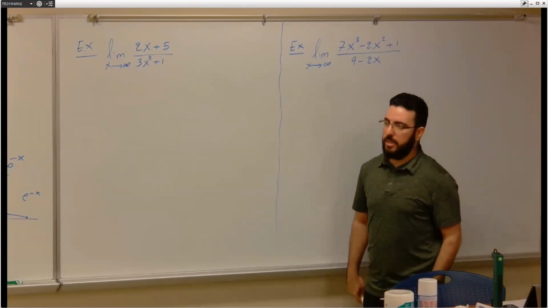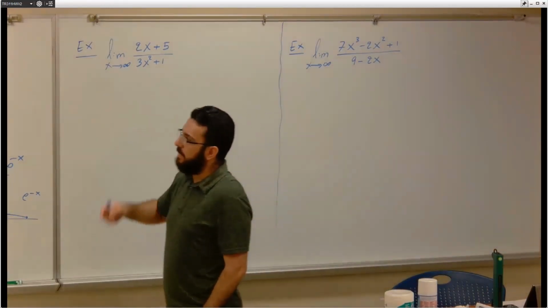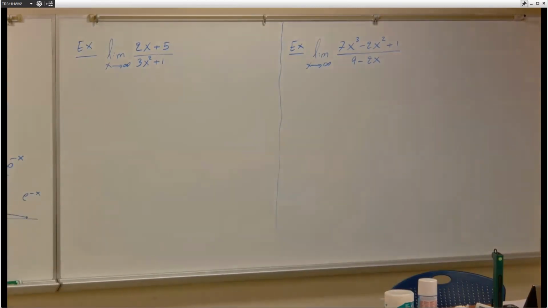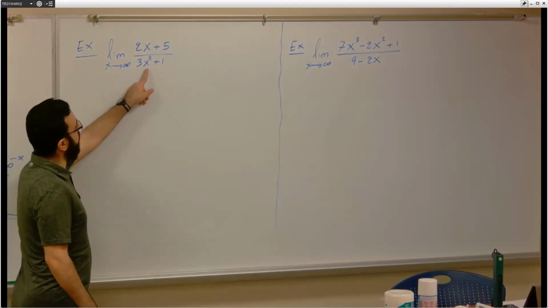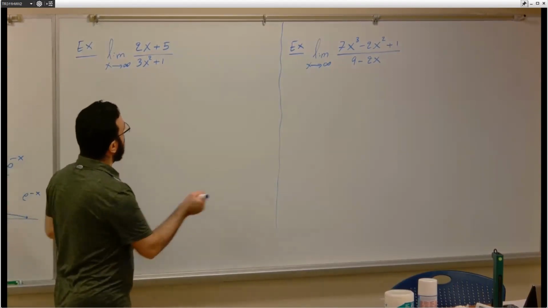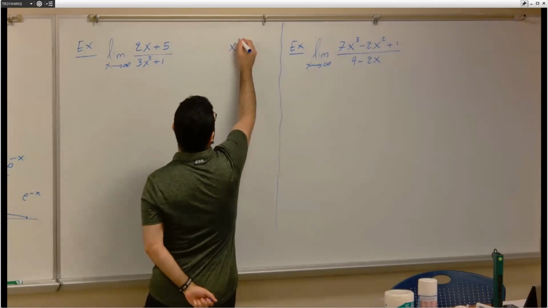So again, let's check this one. It's exactly like the first example. Find the limit when x approaches infinity of 2x plus 5 over 3x squared plus 1. I'm going to check how to find the limit for this one. I'm going to divide both top and bottom by the x with the highest exponent, which is x squared. So I'm going to divide by x squared.